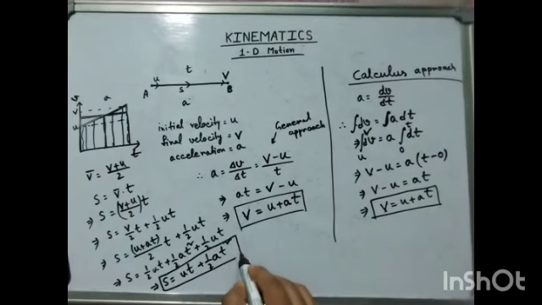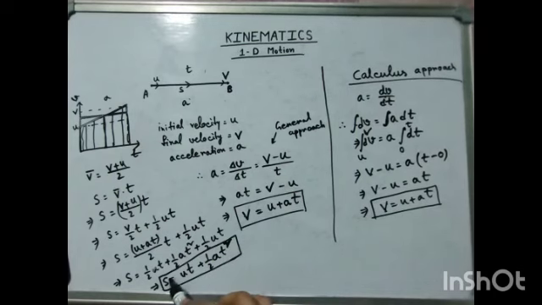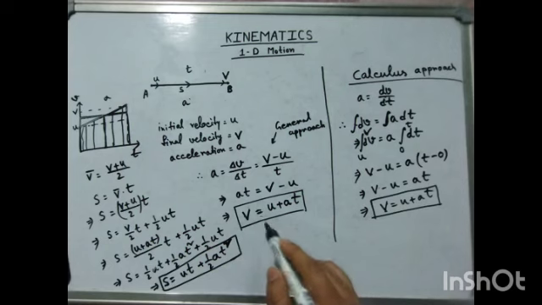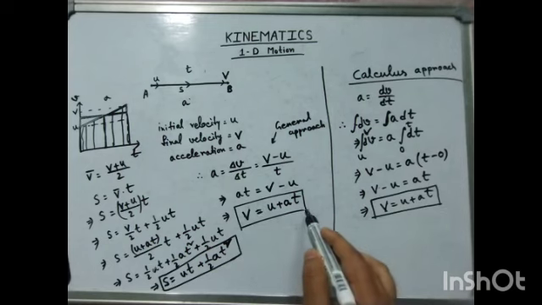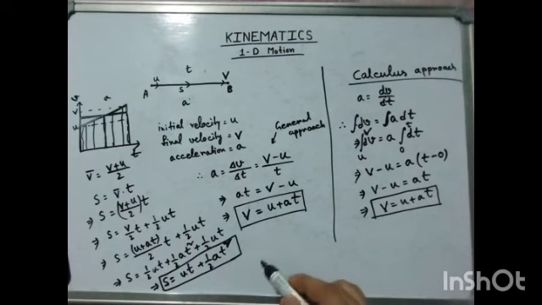So in the general approach we find the formula of S. If I know u, a and t, then we can find how much distance we covered. So we got two formulas, v equals u plus at and S equals ut plus half at square. Can I find this value of S with the calculus approach? Of course we can.